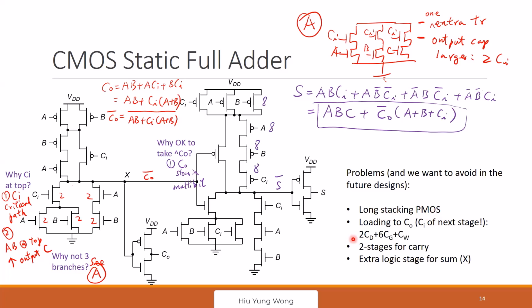Remember the Elmore delay? Also, there is the loading on the C out. You see how many loads we have? This is going to the next stage, right? You need to drive the next stage. It becomes the C in of the next stage. How many? I need to drive 1 C in, 2 C in, 3 C in, 4 C in, 5 C in, 6 C in. 6 gate capacitors, right?